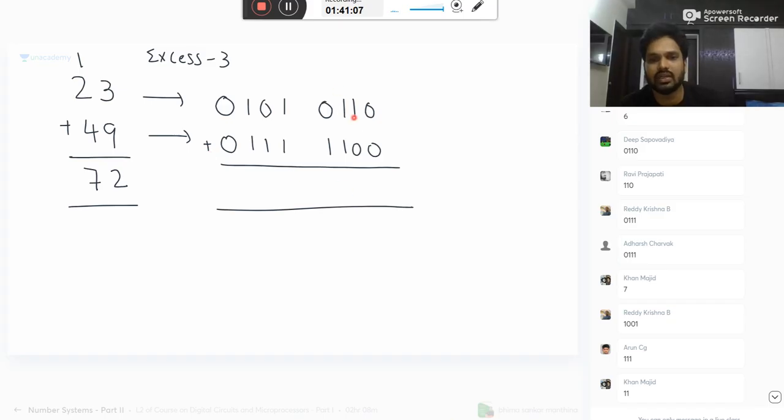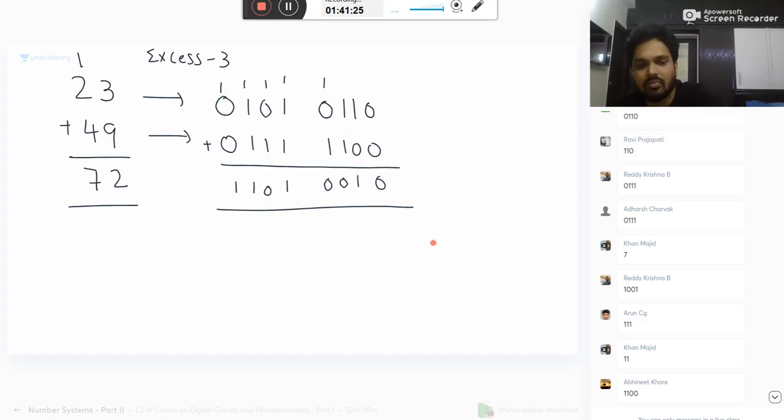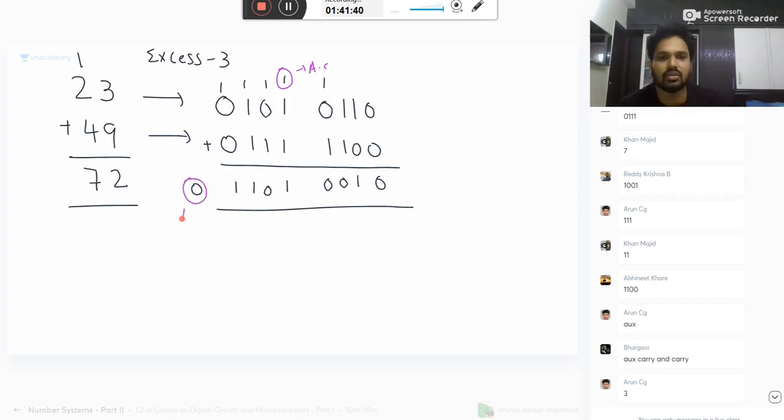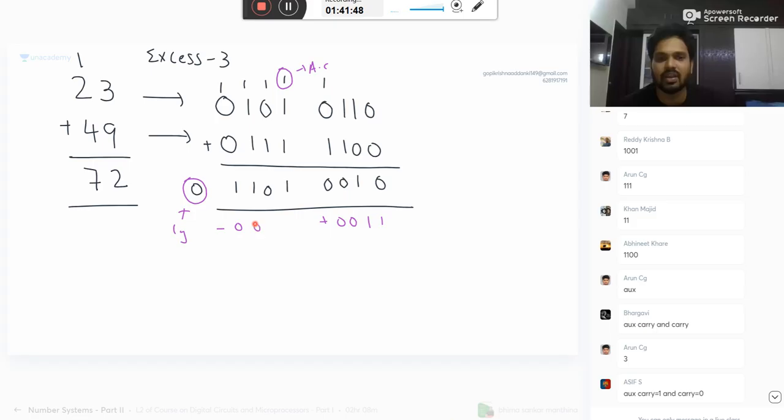Now add: sum 0, carry 1, sum 1, carry 1, sum 0, carry 1, sum 1, carry 1, and 1. Forget about the previous rules. Here the rule is to check only this thing. This is the auxiliary carry, right? And what is the carry of this addition? Only those two things we need to check. If the auxiliary carry is 1, add 3. If carry is not there, subtract 3. Be careful here.